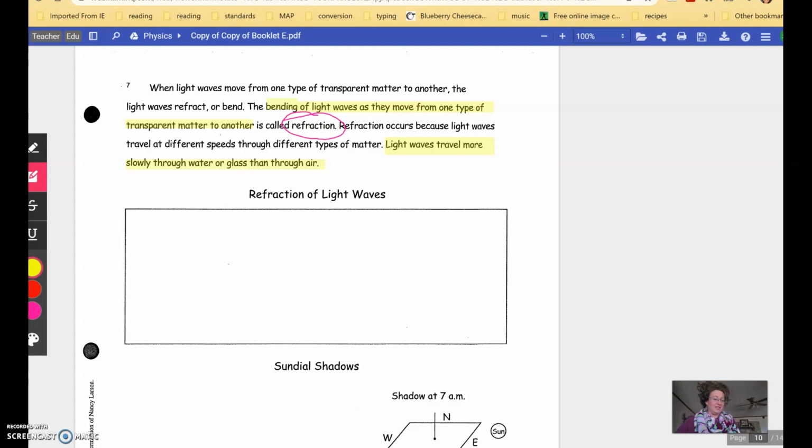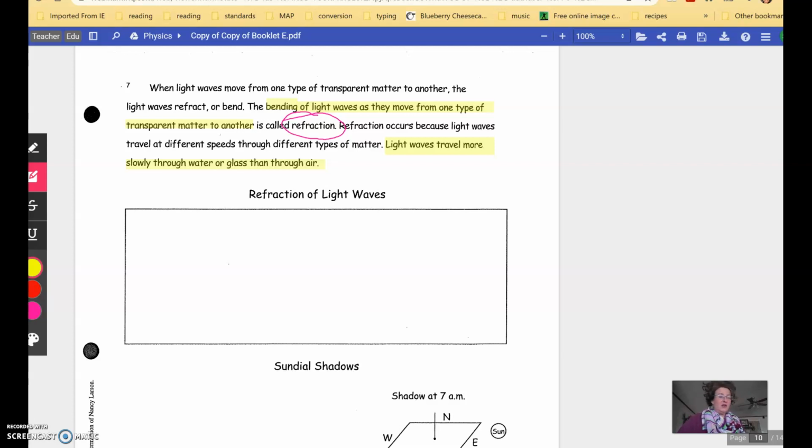So what happens to light waves as they move from one type of transparent matter to another? They refract. We read about it in paragraph 7. And it causes it to bend. That's what refract means, is bend. All right, and why does refraction occur? Because the light waves travel at different speeds through different types of matter.